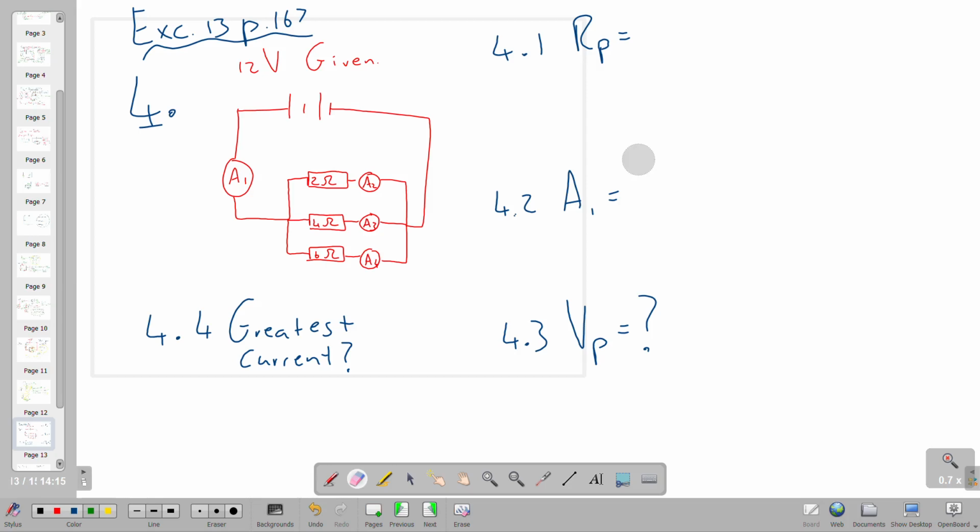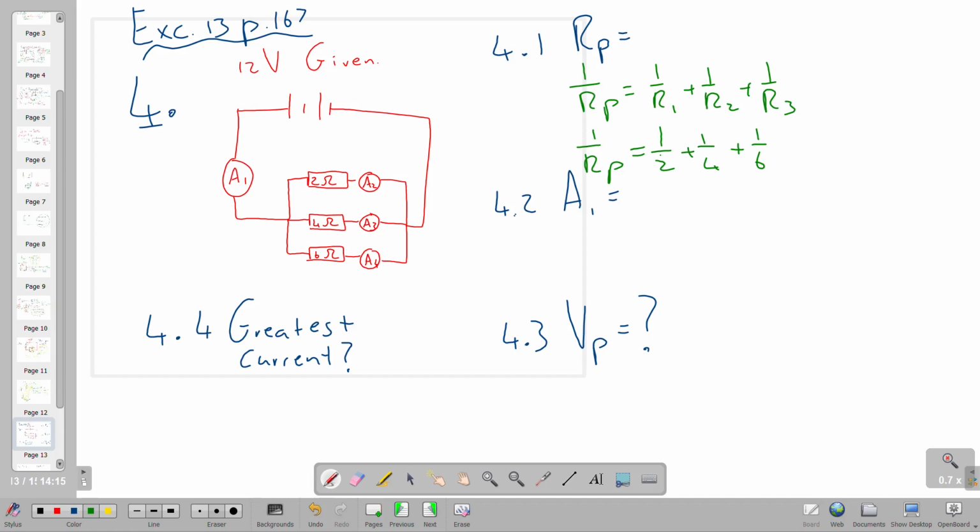So 4.1 asks me the parallel resistance. Well, I know that 1 over Rp is equal to 1 over R1 plus 1 over R2 plus 1 over R3. Where am I looking? I'm looking at these 3 resistors right here in parallel to each other: 2 ohm, 4 ohm, and 6 ohm. So if I substitute that back in, 1 over Rp is equal to 1 over 2 plus 1 over 4 plus 1 over 6. Alright, and let's just quickly jump to the calculator to help us out there.